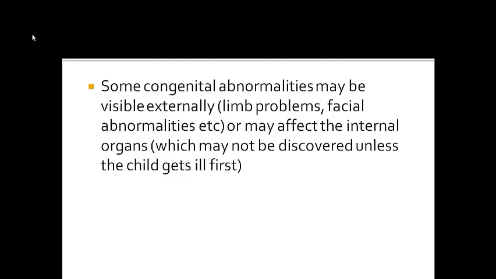Now, some congenital abnormalities may be visible externally. These are usually found when the mother goes in for an ultrasound, and the doctor is checking the baby through the device, and he or she will physically see that there is a problem with the baby. For example, they can see if the baby has shorter limbs, or a limb that didn't develop properly, or if the facial features are abnormal, or something like that.